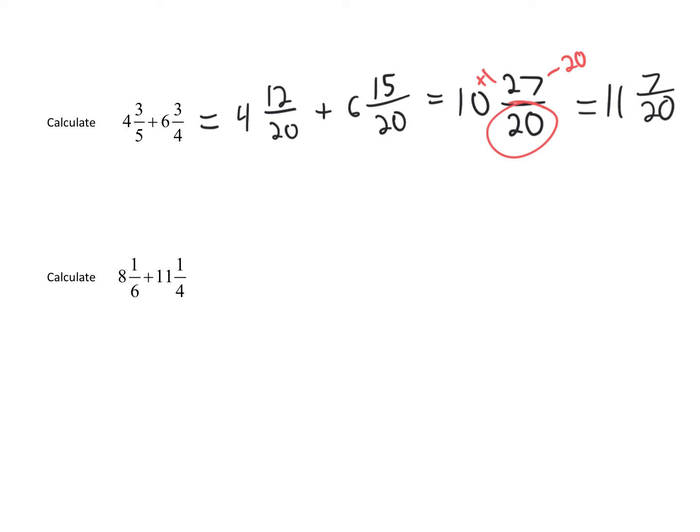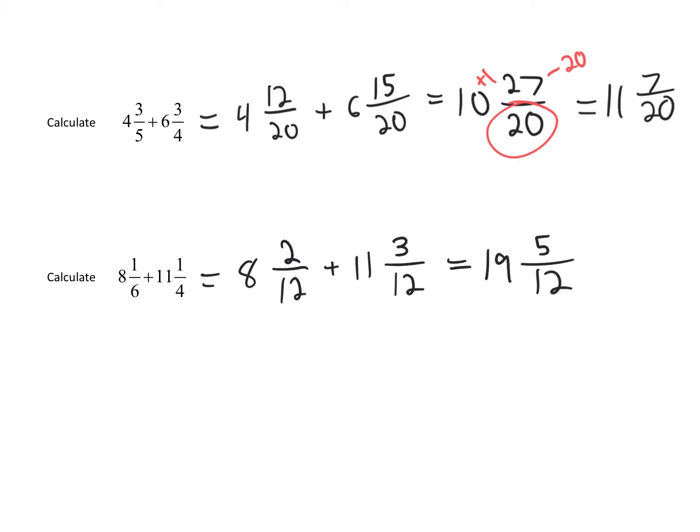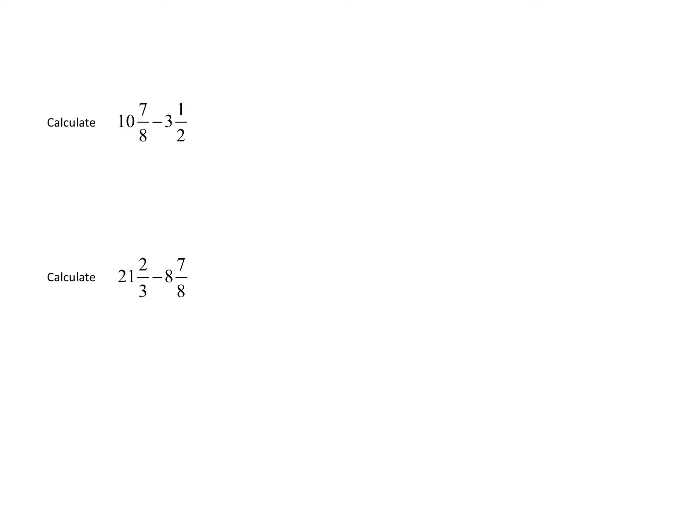Next example, we have 6 and 4, so common denominator is 12. First one we need to times by 2. The second one we need to times by 3. We do the addition. 8 plus 11 is 19. 2 plus 3 is 5. And we are done. Now let's look at some subtraction.